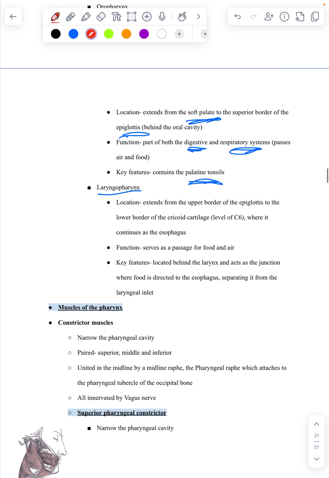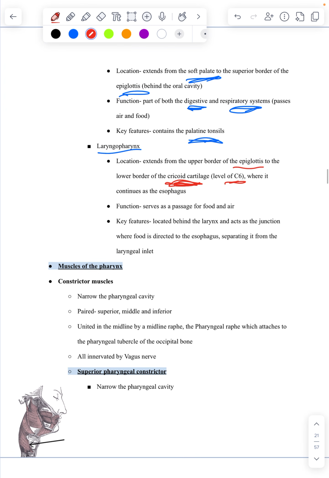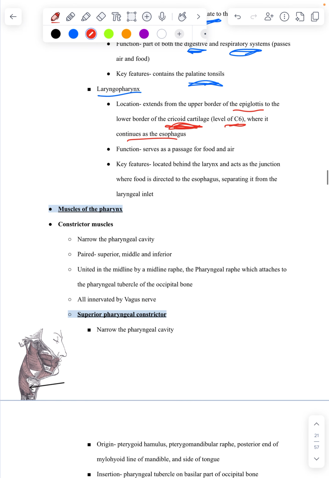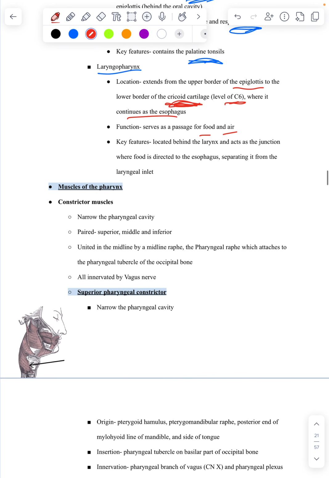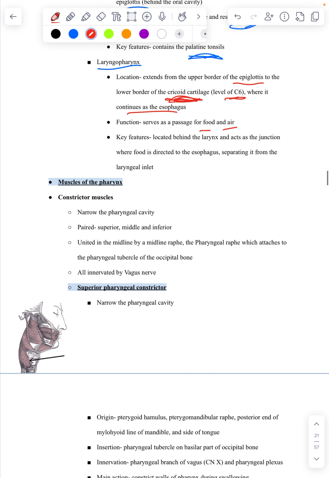The laryngopharynx is going to be after the epiglottis, all the way to the cricoid cartilage, level of C6, which we already saw earlier. And then later on, it's the esophagus. Also, food and air will be going through here because of the lower part. Behind the larynx, it's a junction where food goes to the esophagus, separating it from the laryngeal inlet.